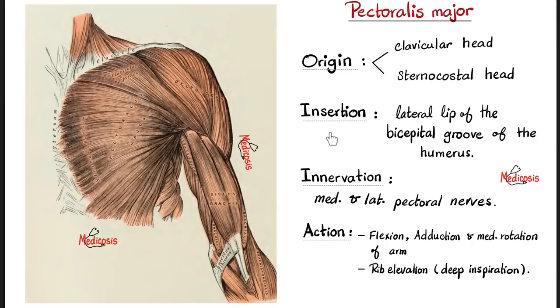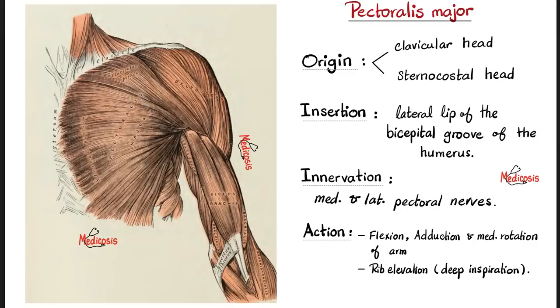That's amazing. How about the insertion of the pectoralis major muscle? It inserts into the humerus. Be specific. Into the bicipital groove of the humerus. Which lip of the groove? Is it the medial lip? No, it's the lateral lip. Nerve supply, medial and lateral pectoral nerves. The medial pectoral nerve is a branch of the medial cord of brachial plexus, and the lateral pectoral nerve is a branch of the lateral cord of brachial plexus.